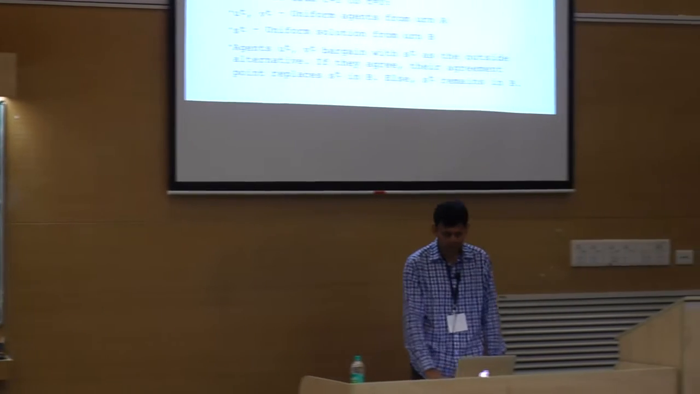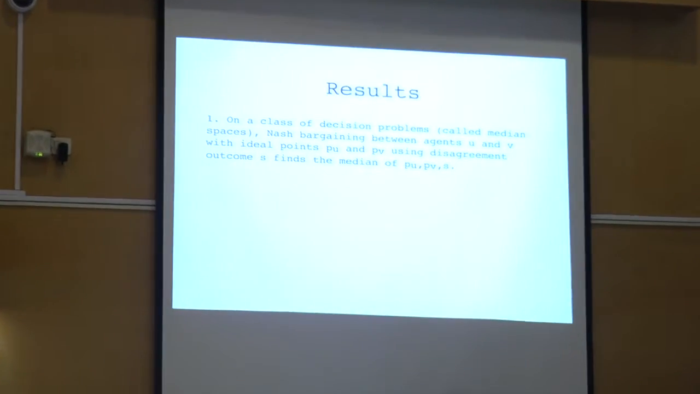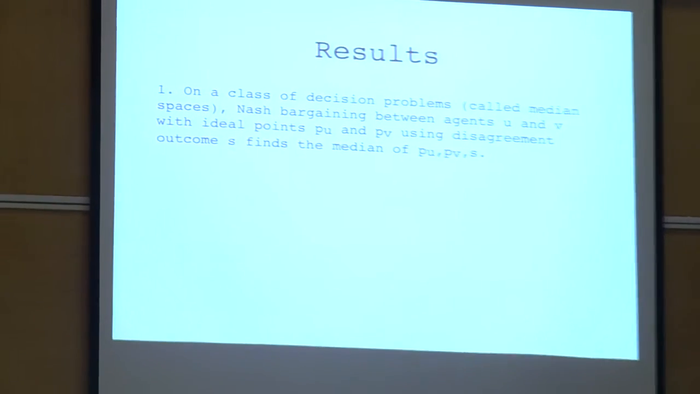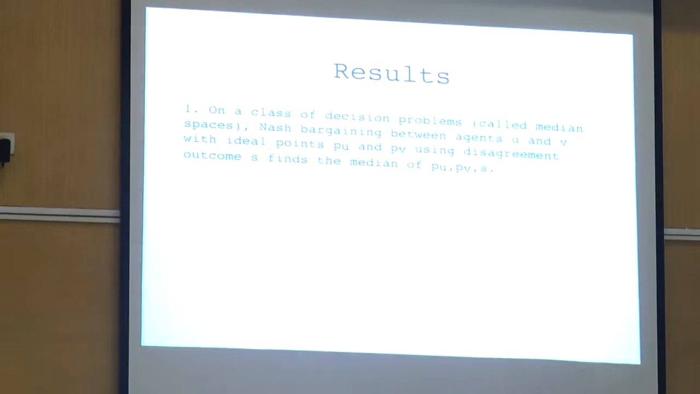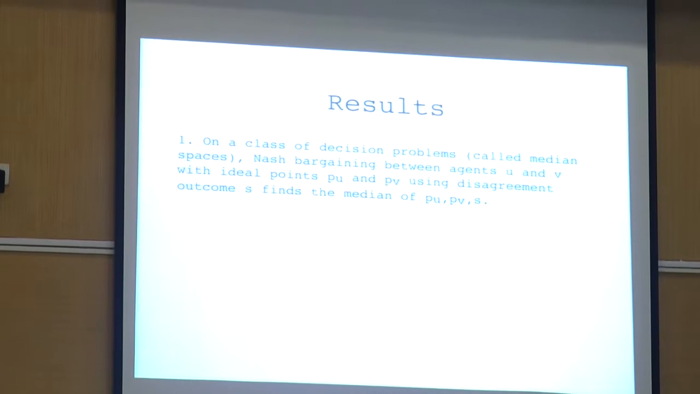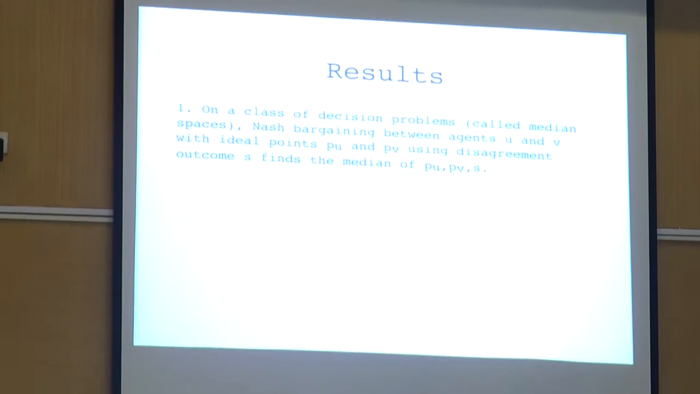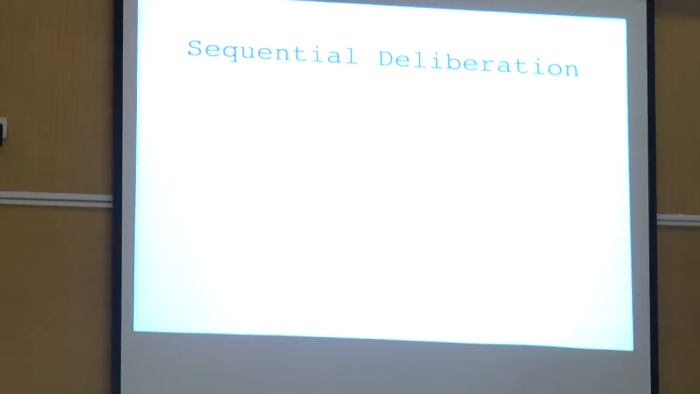Which is why I described Nash bargaining. So I'm going to skip what Nash bargaining is because we just went over it. And the result is on a class of decision problems called median spaces. Nash bargaining between agents U and V with ideal points PU and PV using disagreement outcome S finds the median of PU, PV, and S. It's a handful to parse, so I'm going to explain this with a diagram. Let's assume the decision space is something called a median space. I haven't defined what a median space is here, sorry.